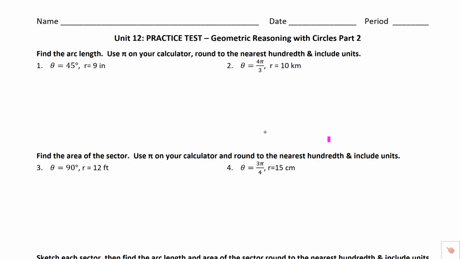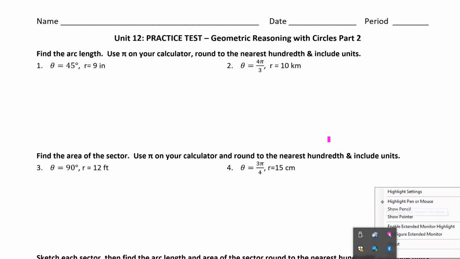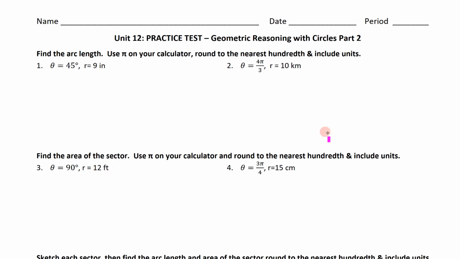All right, so this is the practice test for Unit 12, Geometric Reasoning with Circles. This is part 2 of what we've studied here. And before we start in on this, I would just want to make sure we're clear. So we're going to do some arc length and some area of sectors and stuff like that. Let me get my highlighter showing. There we are. So we need to know a couple of formulas.